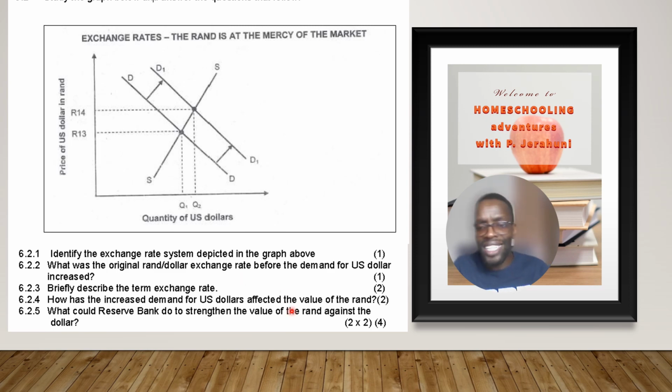Now this exchange rate system, which is determined by the forces of demand and supply, is what is called the free floating exchange rate system. It's the floating exchange rate system. Okay, that's the exchange rate system that is depicted in the graph. So even in the previous graph, it was still the free floating exchange rate system.